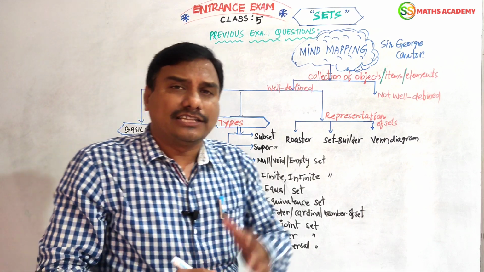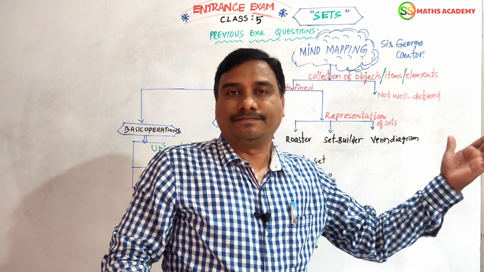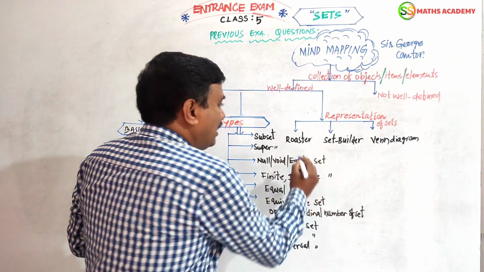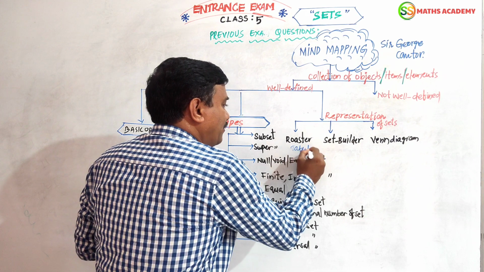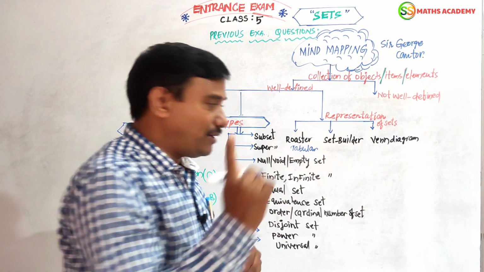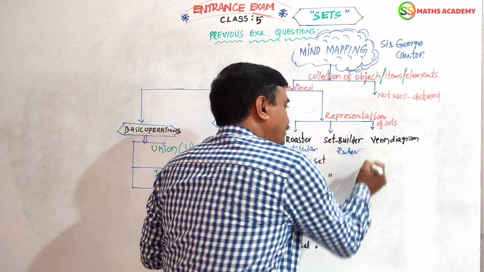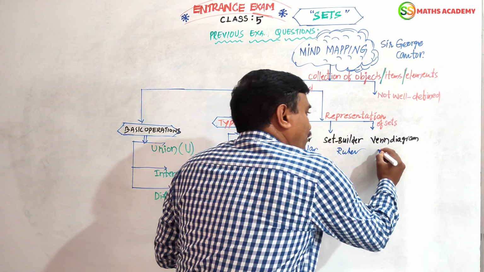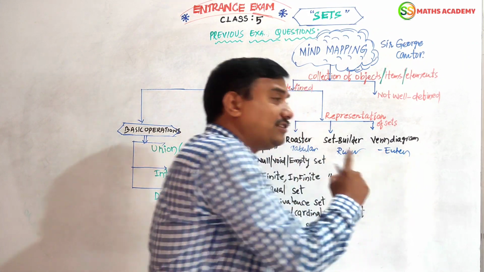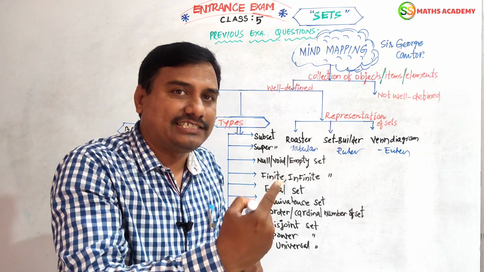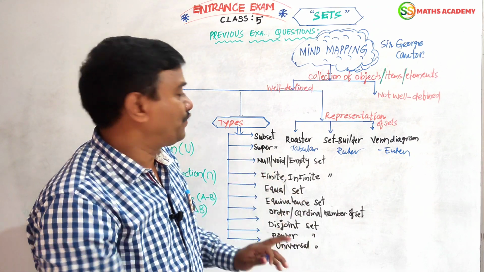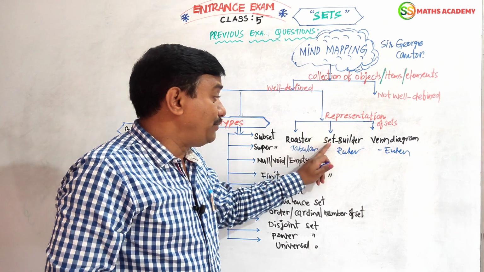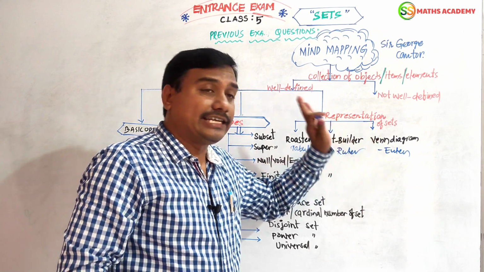Next, representation of sets. The sets should be represented in three ways. One is roster form, nothing but tabular form. Roster form is also called tabular form. Set-builder form is also called rule form. Venn diagram, also called Venn-Euler diagrams. These are the ways we have to represent the sets in our topic, in our questions.